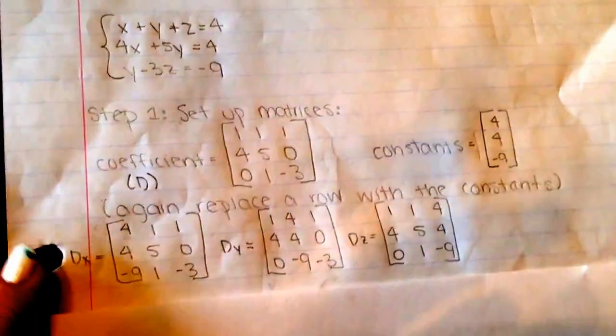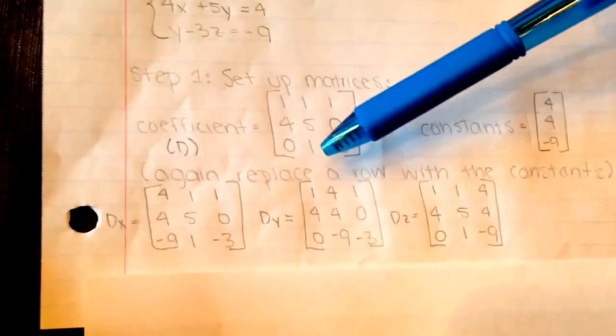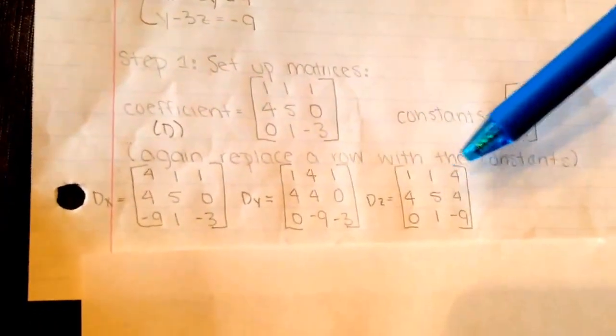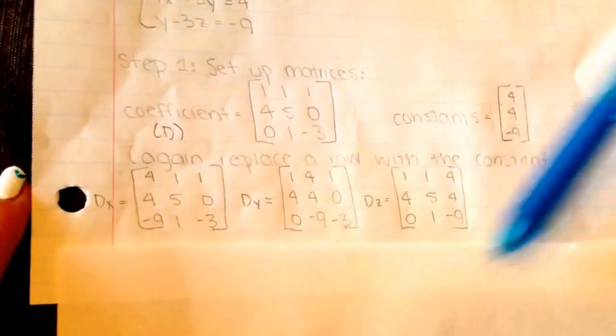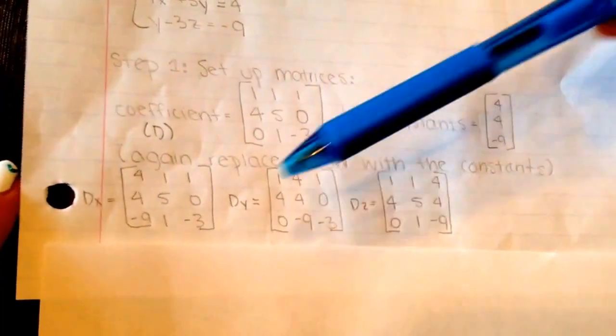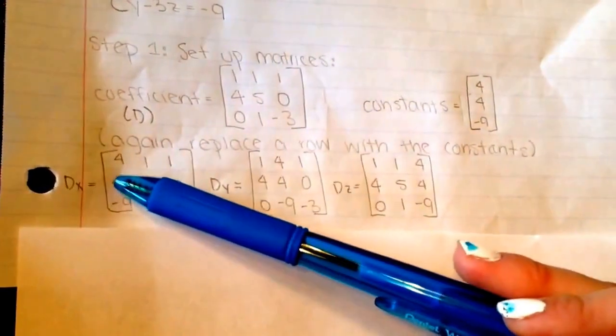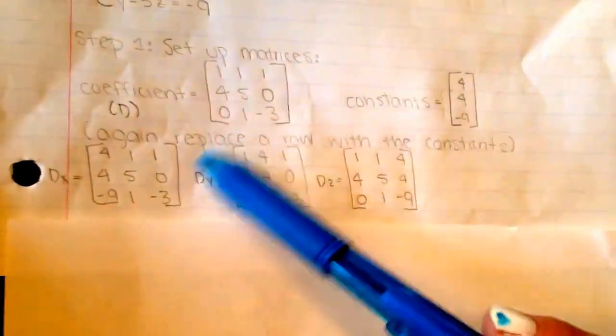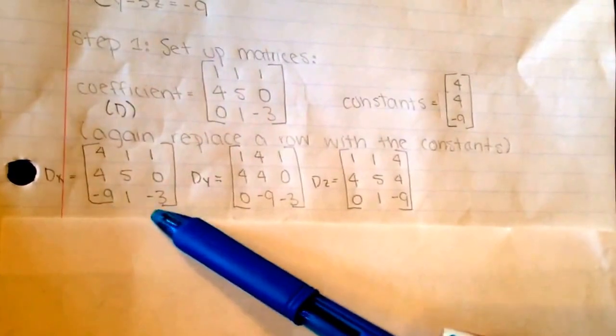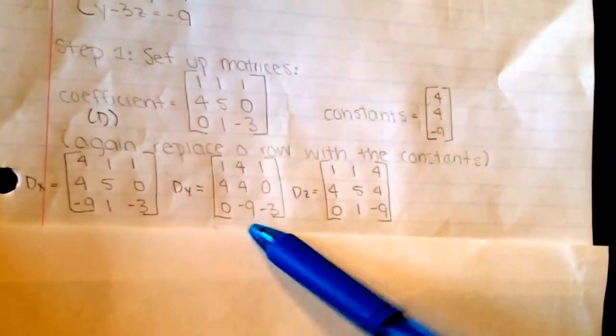Alright, so for our other matrices, like we did before, you're going to replace a row, the first row for the first one, and so on, with the constants. So for dx, we replace the first row in this coefficient matrix with the constants. For dy, we replace the second row, and for dz, we replace the third row.